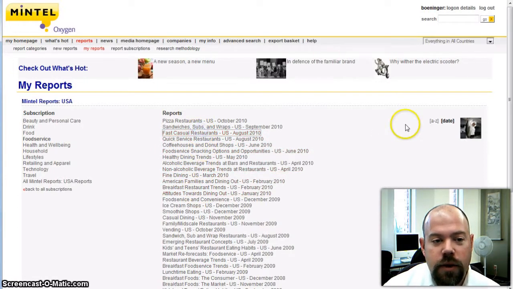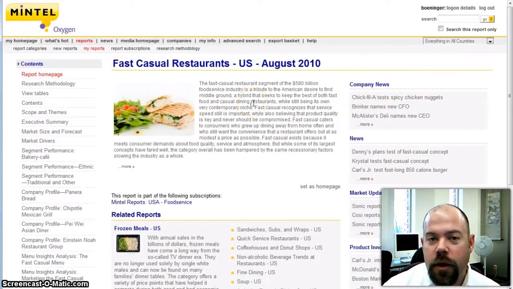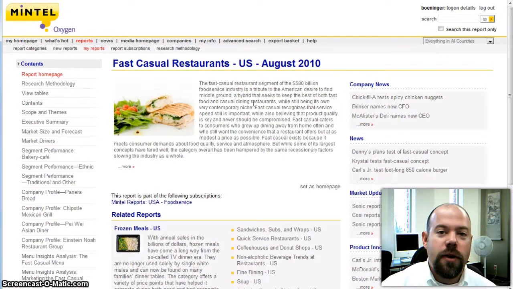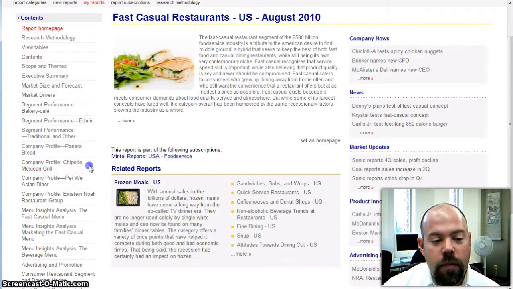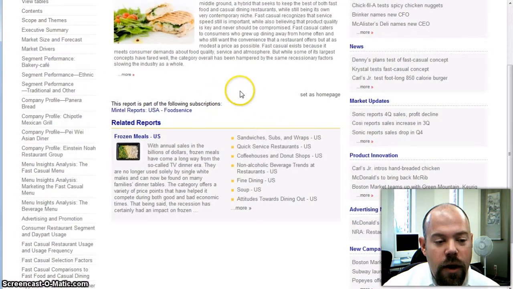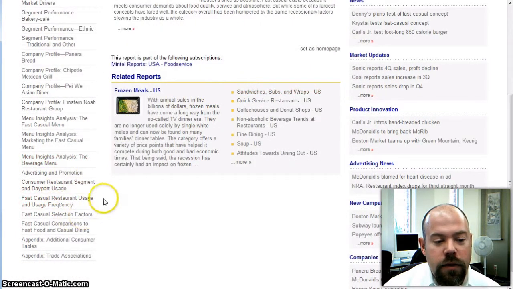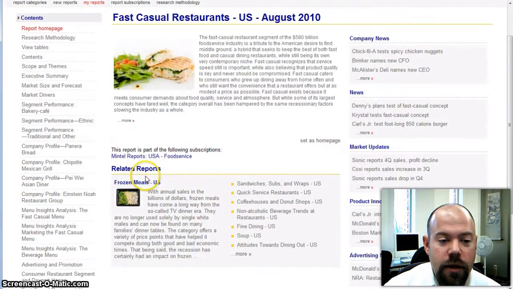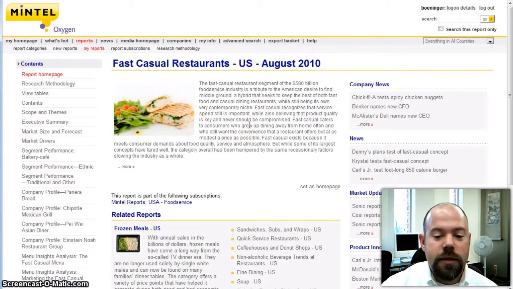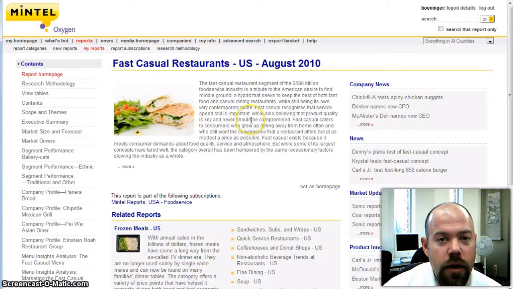So if we look at fast casual restaurants, basically, this will talk about who buys food at fast casual restaurants, how much, how often, when, their race, their income level, their age, that kind of stuff. In addition to that, you'll have some company profiles over here of some of the companies involved in the fast casual area. And then here we have different things as far as how companies advertise and promote their products or their restaurants, things like that. These reports average about 100 pages in length. Really good to look at for market research and understanding the consumer in that area.